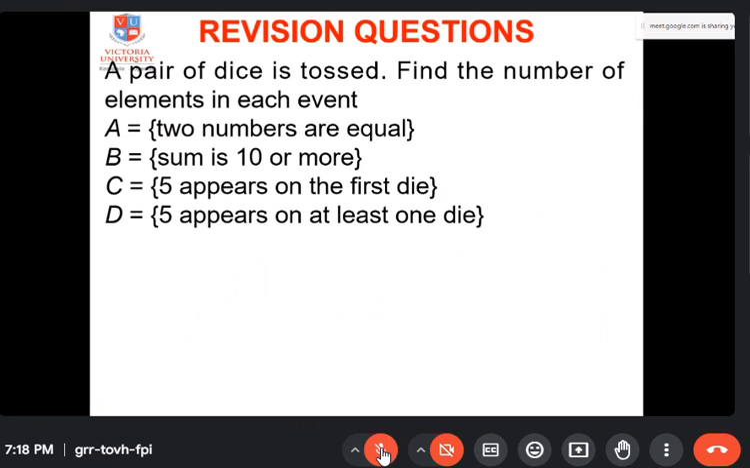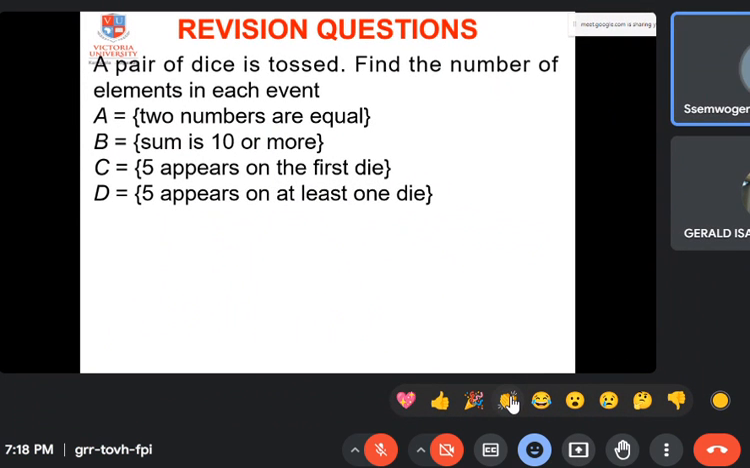At least on 1. Yes. I think we shall have at least on 1. We shall have 1-5, 2-5, 3-5, 4-5, 5-5, 6-5, then 5-1, 5-2, 5-3, 5-4, then 5-6. Very good. Very good.